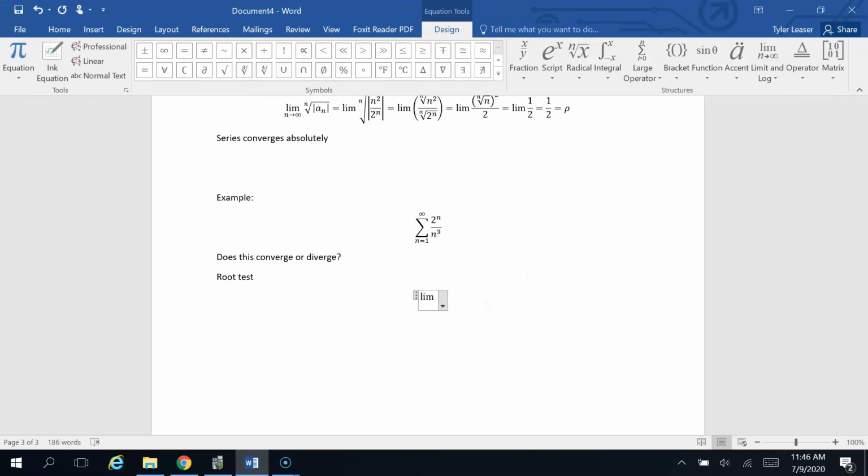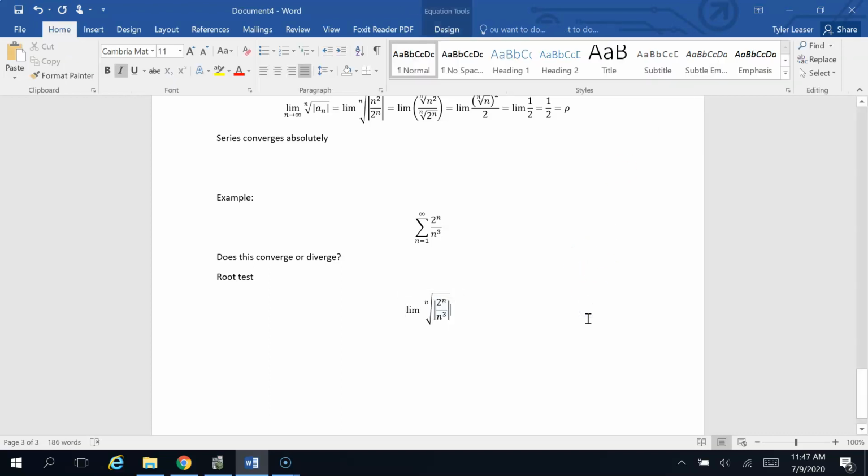It's going to be the limit of the nth root of the absolute value of the nth term. So I'm just going to plug it in as is. Same stuff is going to go on here. The inside of the absolute value is always positive, so we can ignore the absolute value, and then we're going to take the nth root of the top and the bottom separately.